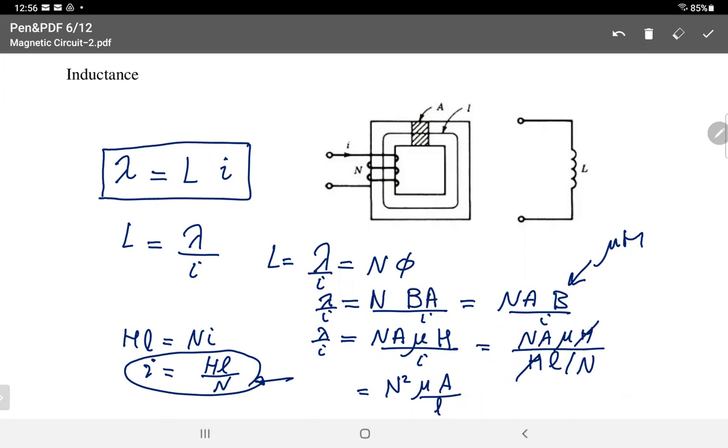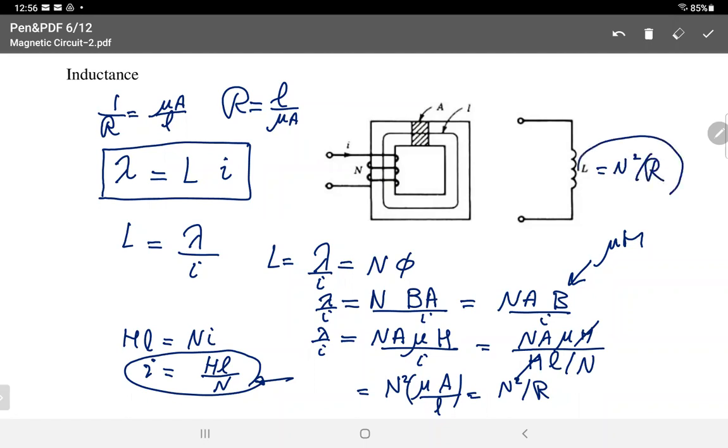Do you remember the reluctance? What's reluctance? L over mu A. So what is 1 over reluctance? Mu A over L. That's what I have, mu A over L. So L is equal to N squared divided by the reluctance. I got an expression for the inductance of a system that has a core and a coil on it. This is the equivalent inductance. I find the number of turns, I square it, I calculate the reluctance of the path where the flux goes, divide, and I get L. That's how we get L.